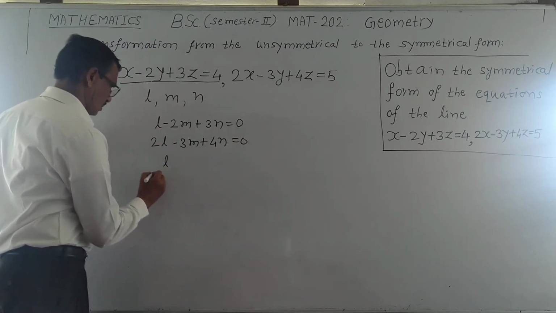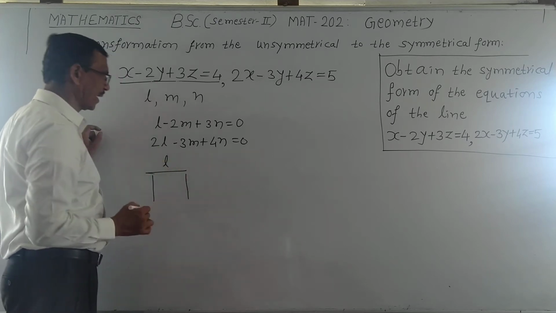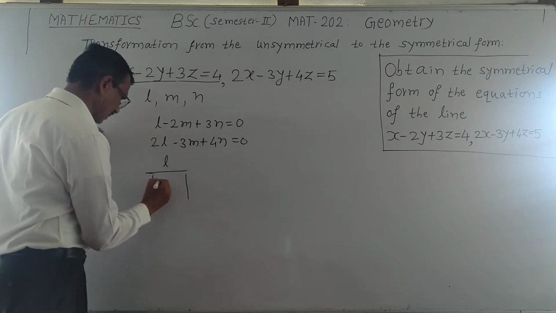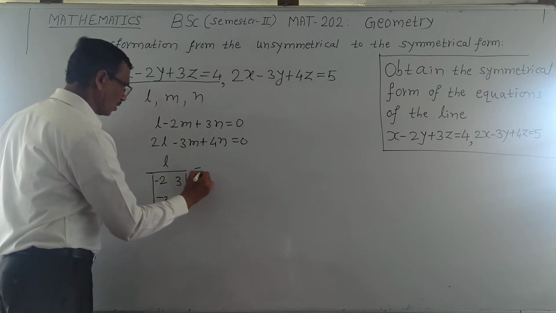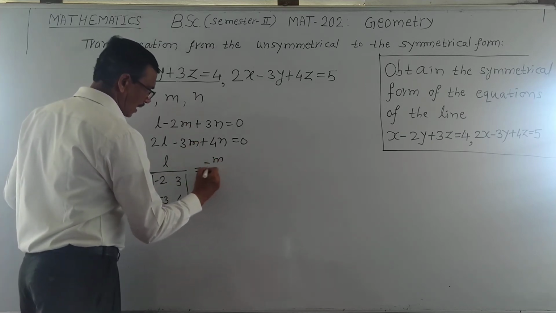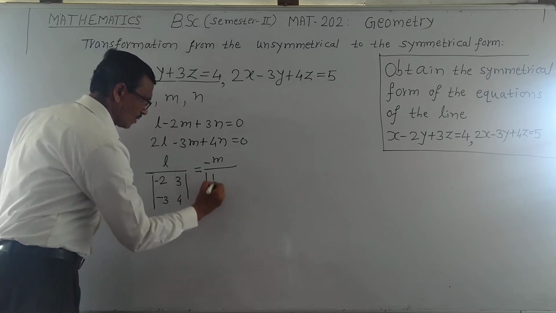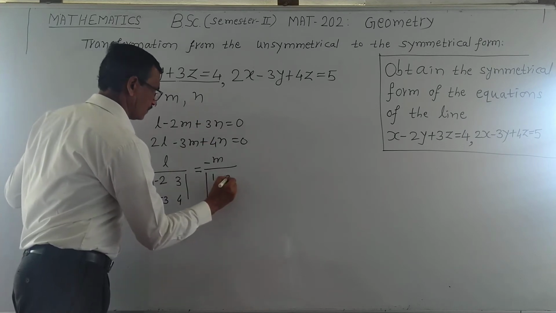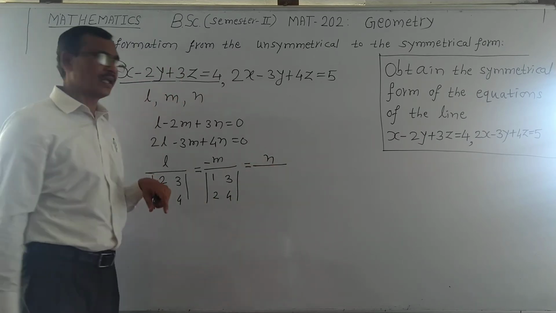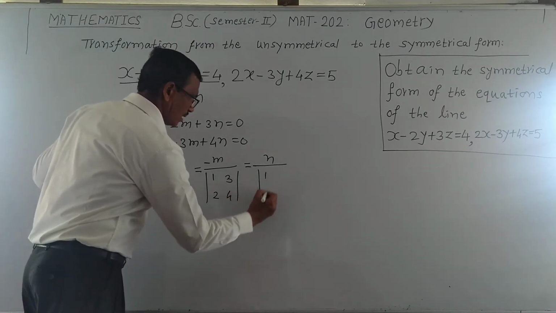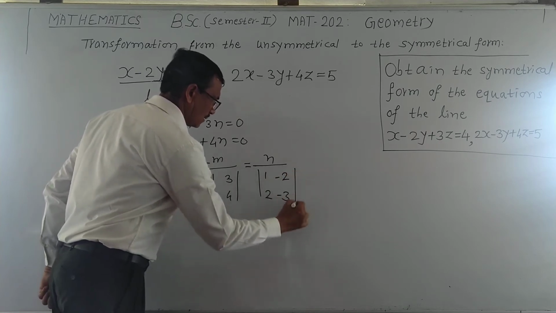We have l upon, when we write l in the numerator, we consider in the denominator the determinant of the coefficients of the remaining two variables, m and n, that is minus 2, 3 and minus 3, 4, equals, for the next variable m, we consider the alternating sign, minus m upon the determinant of the coefficients of l and n, that is 1, 3 and 2, 4, equals n upon the determinant of the coefficients of l and m, that is 1, minus 2 and 2, minus 3.